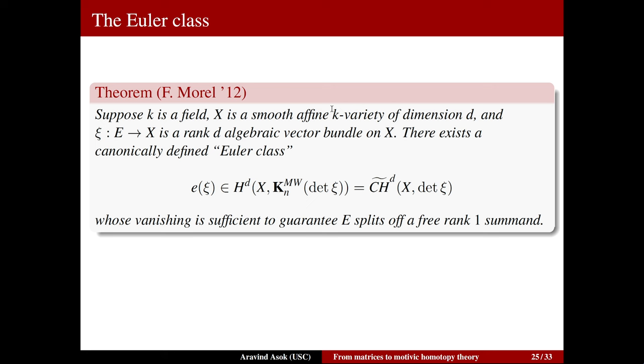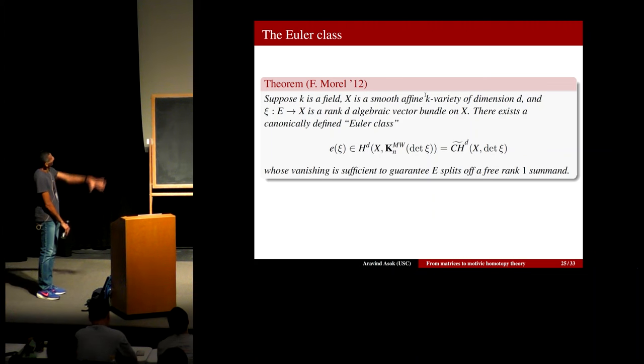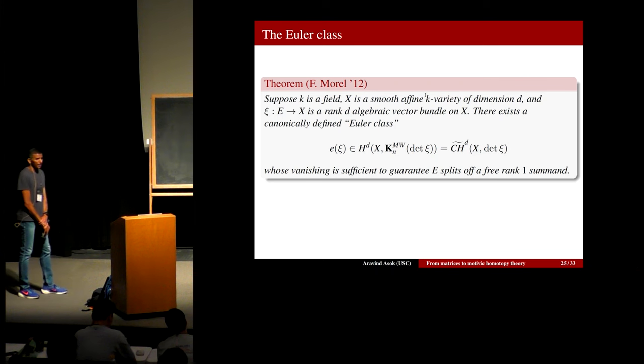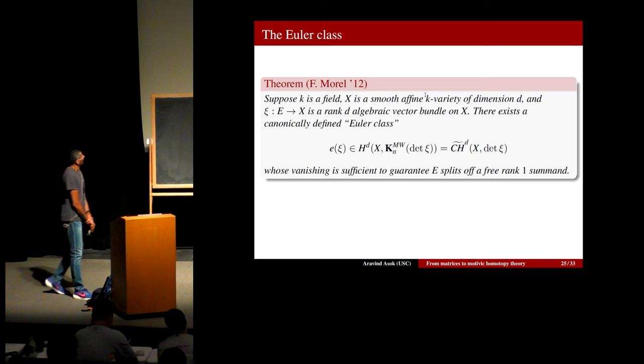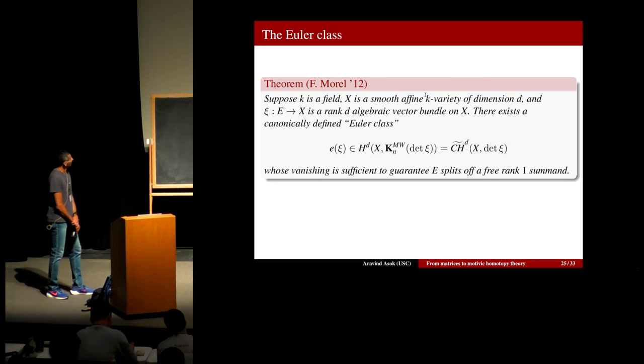All right, so I'll state Fabien's theorem on the Euler class. Going back to the situation in topology, we observed that there was a primary obstruction, which was the only one if I had a variety of dimension d. And there's an analogous setup in algebraic geometry. If I have a rank d algebraic vector bundle on a smooth variety of dimension d, then I can look at the primary obstruction. By essentially the exact same argument as in topology, this lies in some cohomology group, which is the dth cohomology of X with coefficients in some sheaf. I mentioned the orientation character that arose in the topological situation, and in the motivic setup, the role is played by the determinant of the vector bundle. And so this cohomological obstruction is sufficient to guarantee that E splits off a free rank one summand.